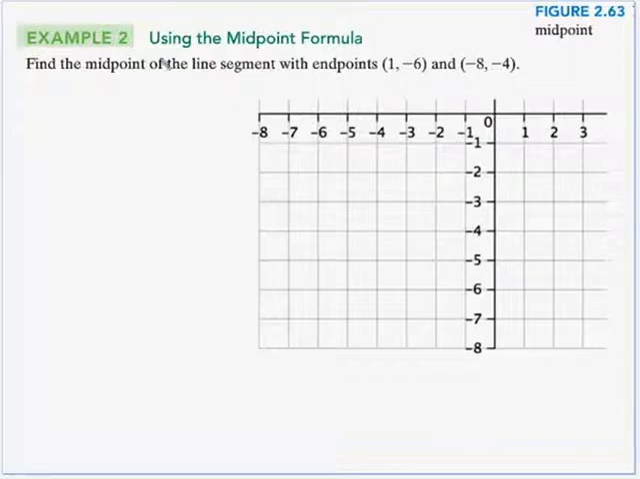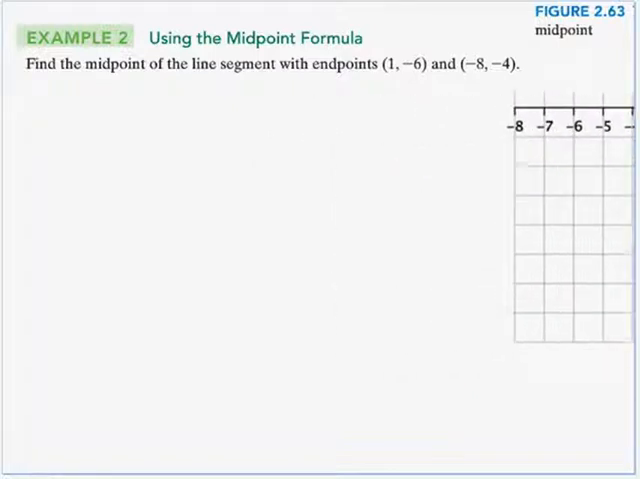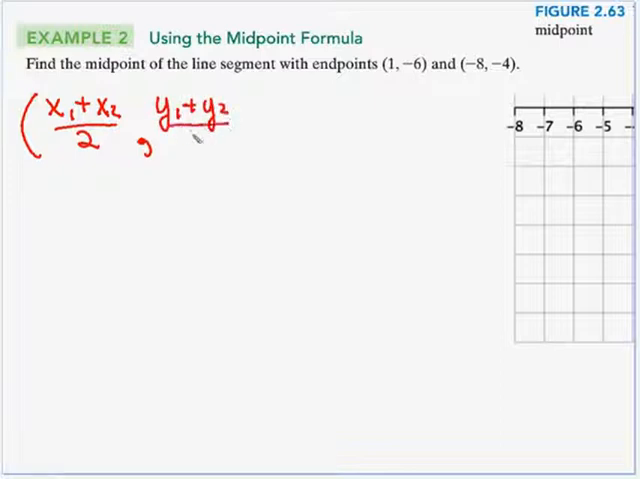So let's try it out. Find the midpoint of the line segment with these endpoints. And I did include a graph. We can check the reasonableness of our answer with the graph. So our formula is x1 plus x2 over 2, comma, y1 plus y2 over 2, close parenthesis.